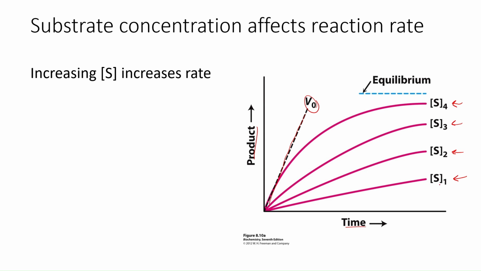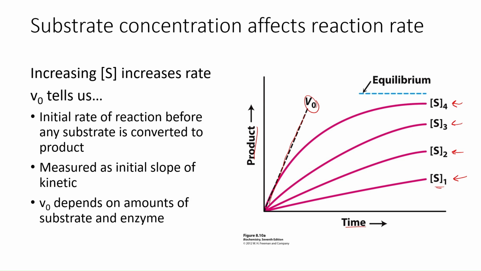For our low concentration of substrate, our S1, that rate of reaction is fairly linear. It's also a fairly small slope. But as we increase the concentration of substrate, that reaction is going to proceed faster, and it's going to go from a linear into a more hyperbolic state, where the initial reaction proceeds very quickly, and it levels off over time as the substrate begins to be used up.